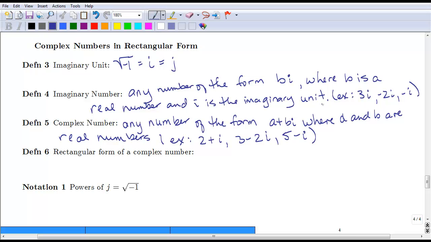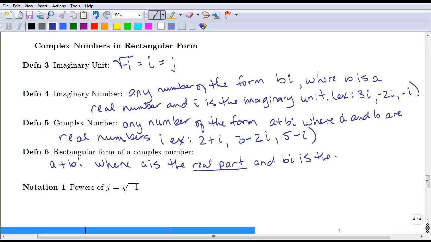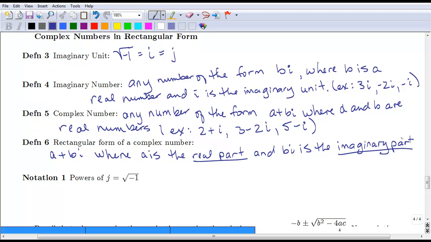So the rectangular form of the complex number is just that form that we saw, a plus bi, where, and I just use this language up above, a is called the real part and bi is the imaginary part. So again, that's just a quick review of complex numbers.